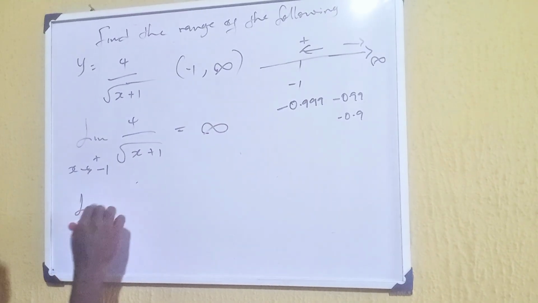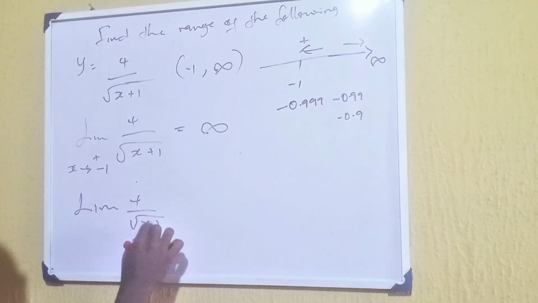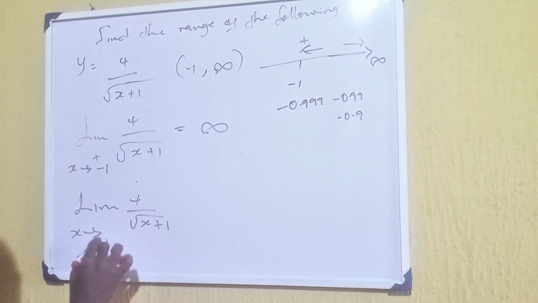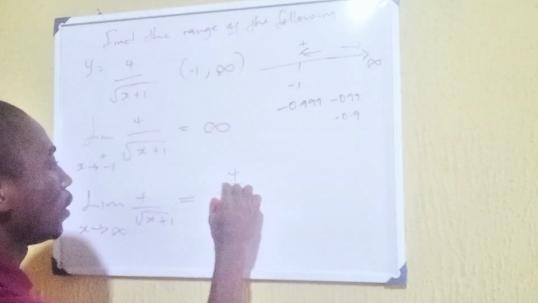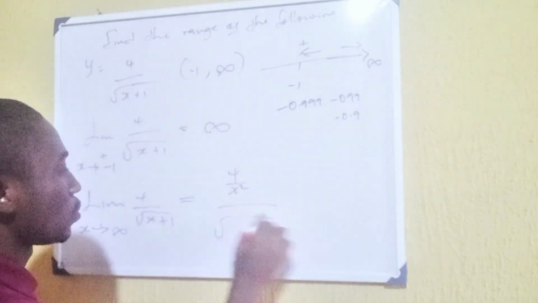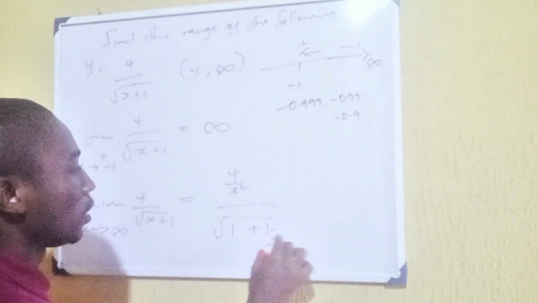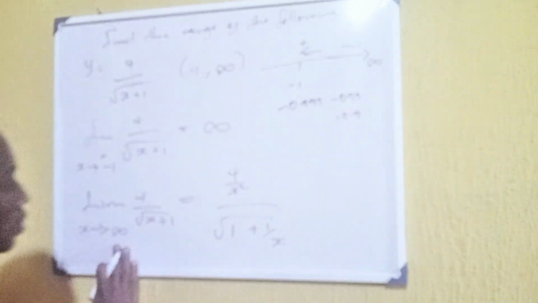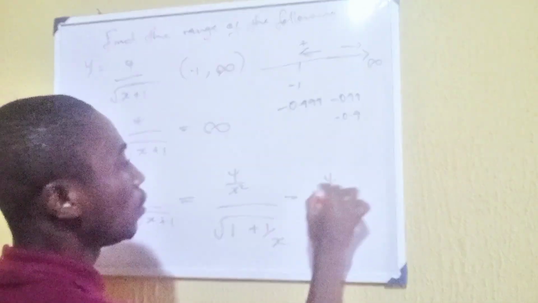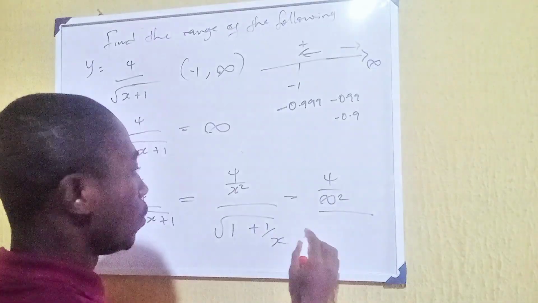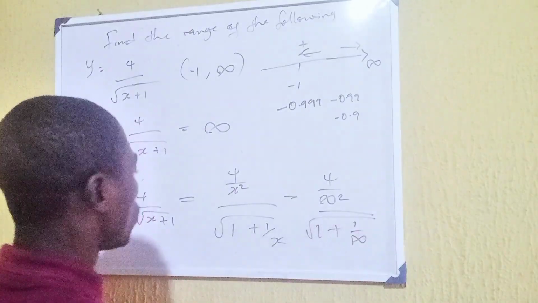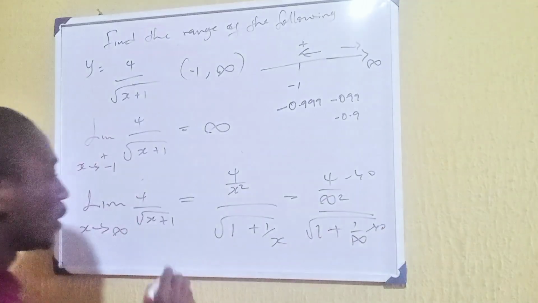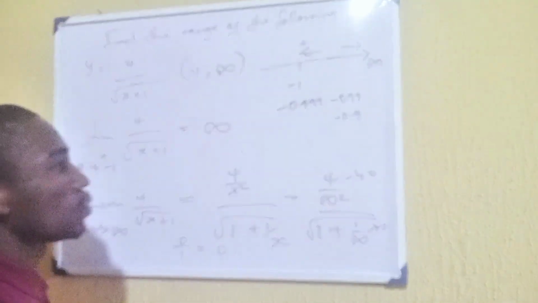Now, taking limits of 4 over root x plus 1 as x approaches infinity. Already I've said that it gives you 0. In order to verify, we say 4 over x squared over root 1 plus 1 over x. So substituting for x using infinity, we're having 4 over infinity squared over 1 plus 1 over infinity. Take the roots. So this will be giving us 0. This will be giving us 0. We have 1 here. So we have 0 over 1, which is equal to 0.